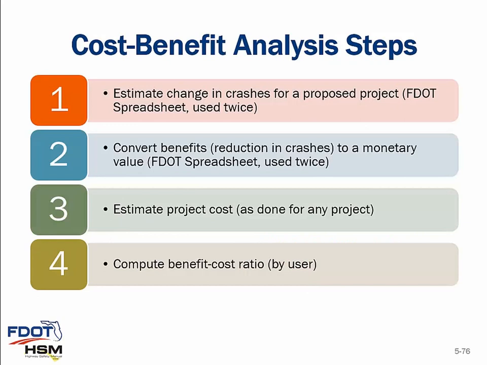So as you look at this analysis process, we need to first estimate the change in crashes for the proposed project. We use the spreadsheets, the NCHRP 17-38 plus the FDOT spreadsheet. You use it twice because you're using it for existing and proposed. Then you convert those costs to benefits, basically the difference between the life cycle cost of the existing condition and the life cycle cost of the proposed, and you look at it over the lifespan.